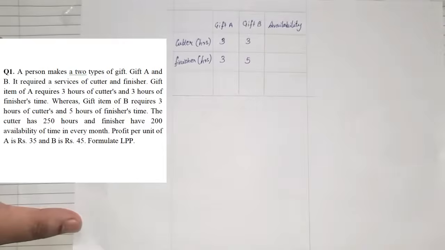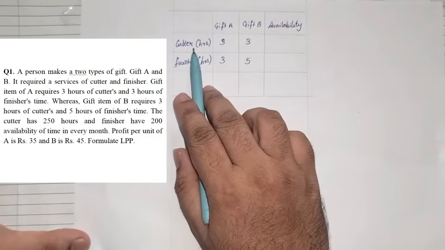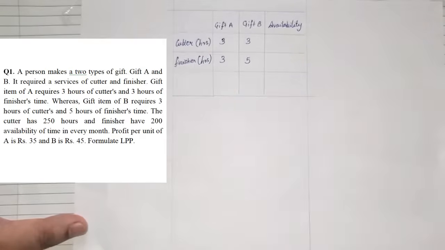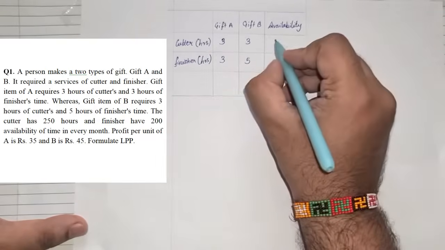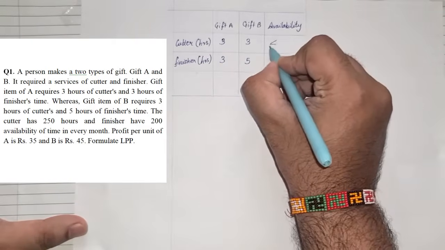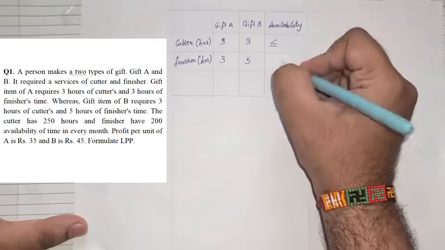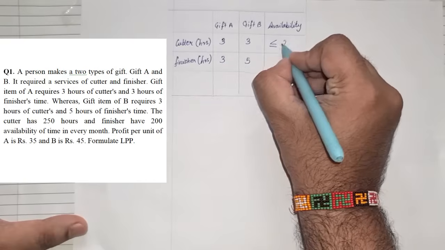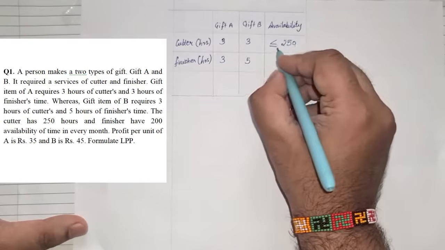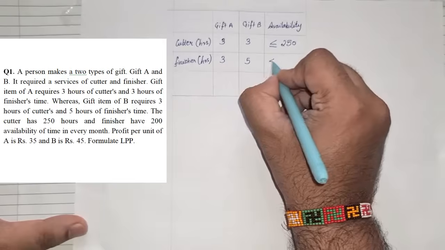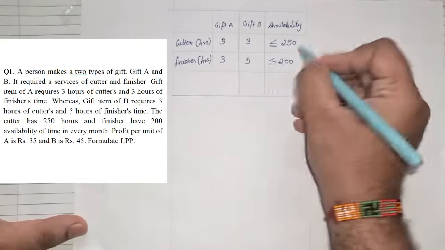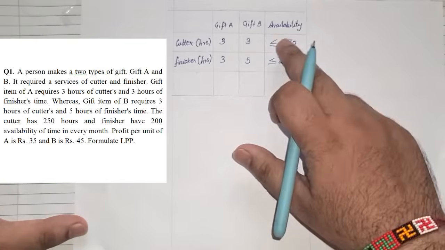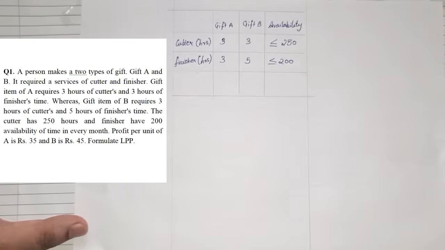Now remember one thing here. They said for cutter the maximum hours available is 250. If this sum is based on maximization, it will always be less than or equal to, because this is basically a constraint that you are writing. For cutter it is less than or equal to 250 hours, and for finisher the availability is 200 hours. So this is a constraint that we are writing. Always remember, for maximization it will always be less than or equal to.